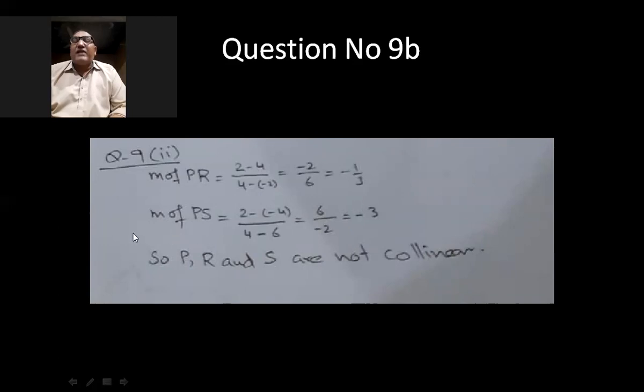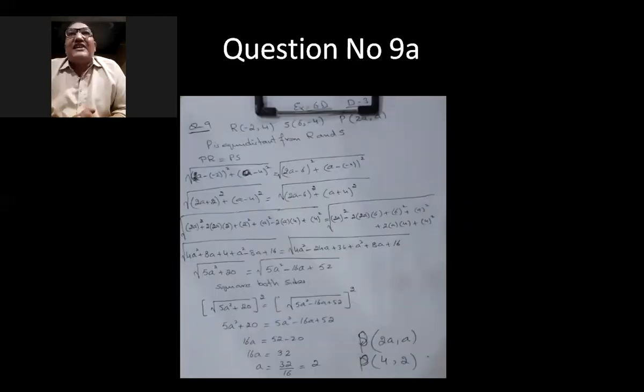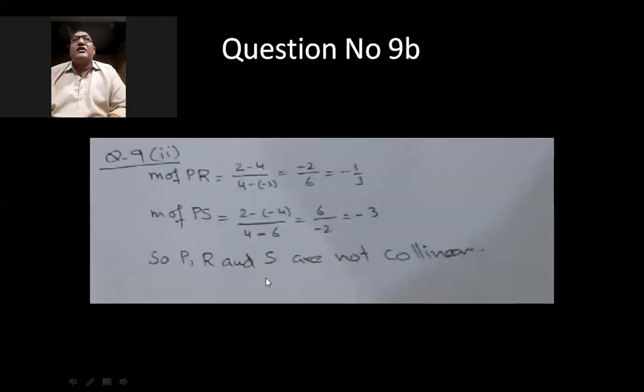And the slope of the PS will be, for P and S, 2 minus minus 4 divided by 4 minus 6. So let me show you here: 2 minus minus 4 divided by 4 minus 6, y2 minus y1 divided by x2 minus x1. So we will have 6 divided by minus 2, and that will be minus 3.